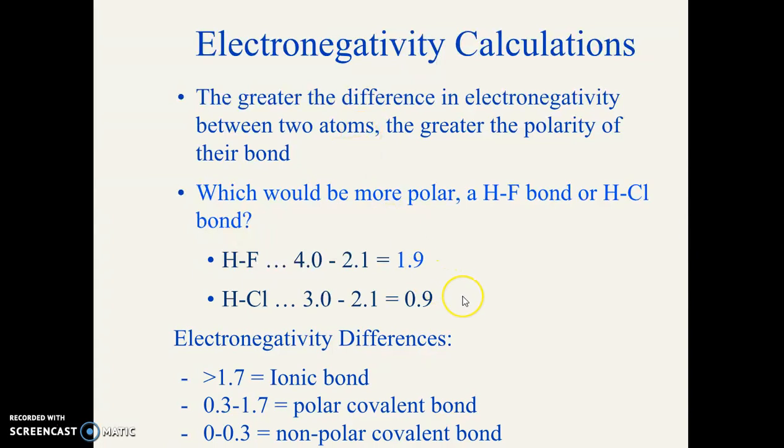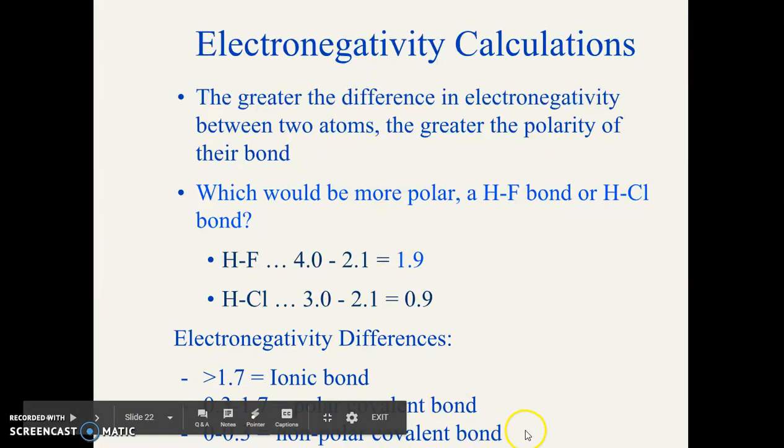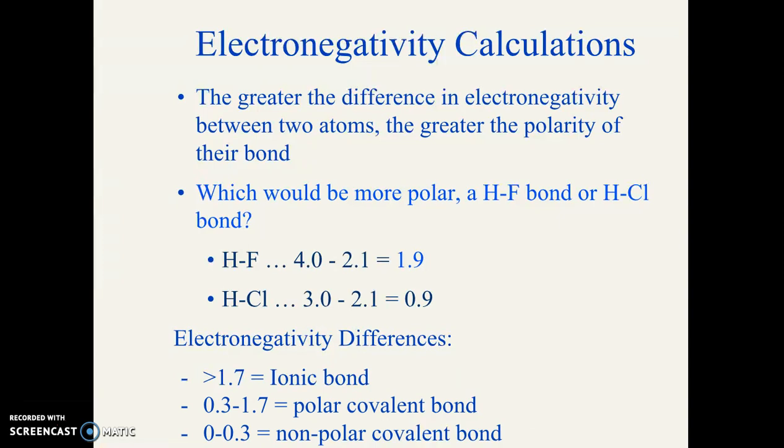Okay, so I'm real quick going to go through this slide just to make sure we have enough time. Which would be more polar, HF or HCl? Well, if you look at the difference, 4 minus 2.1 is 1.9, 3 minus 2.1 is 0.9, so this one is more polar. So if you look at these values right here down at the bottom, and we're going to do this in an activity, but if you look at these values, the difference, if it's 1.7, 0.3 to 1.7, or 0 to 0.3, it tells you what type of bond forms.